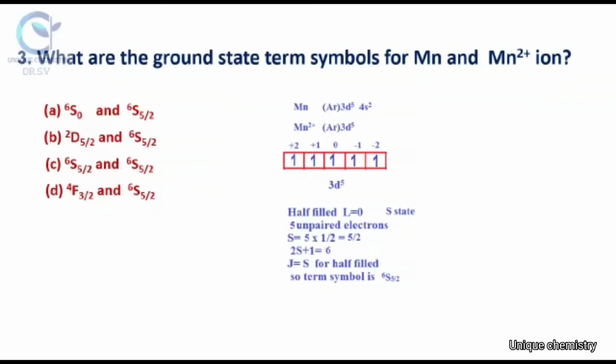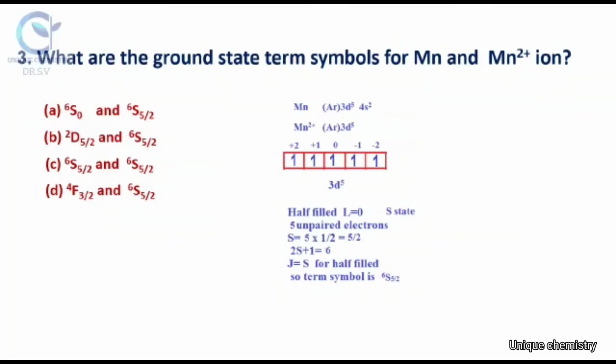In the case of manganese, 4s2 is a filled configuration, so we can neglect it. We can take only 3d5, and for Mn2+ the same 3d5 is there. So both have the same 3d5, and the term symbol will be the same for both.